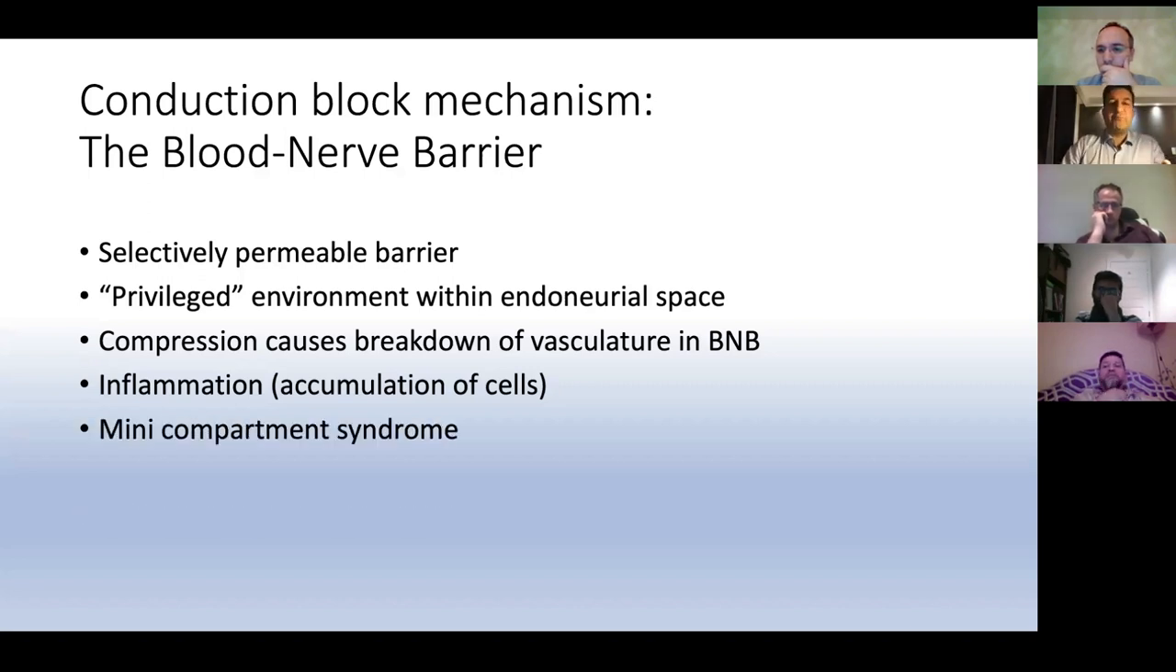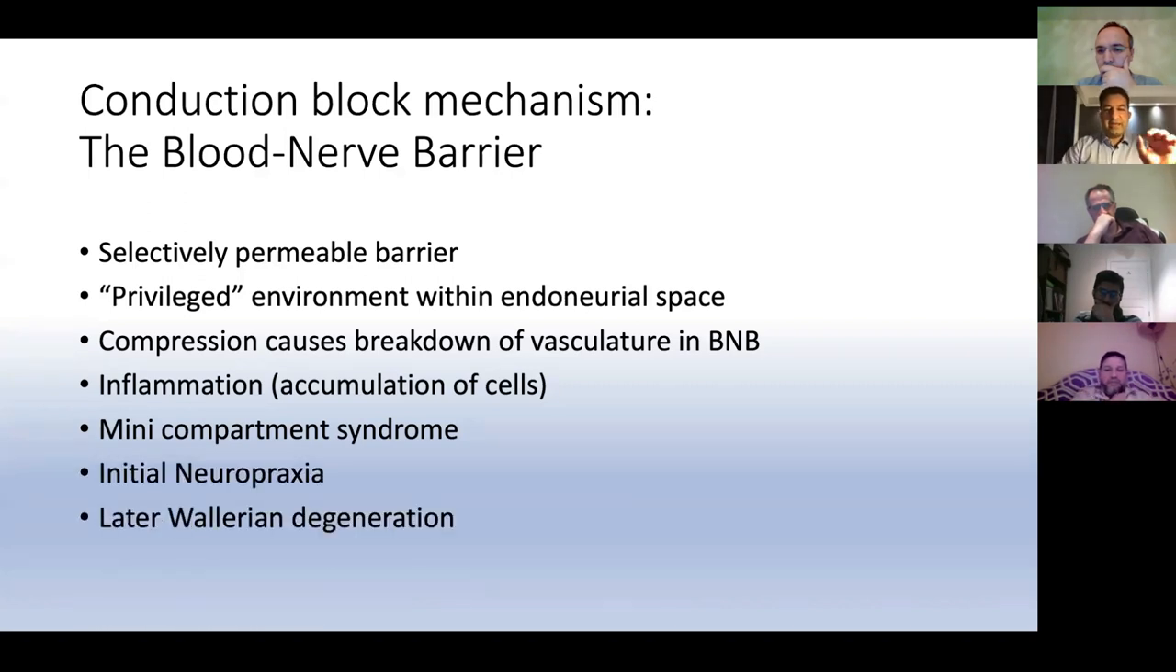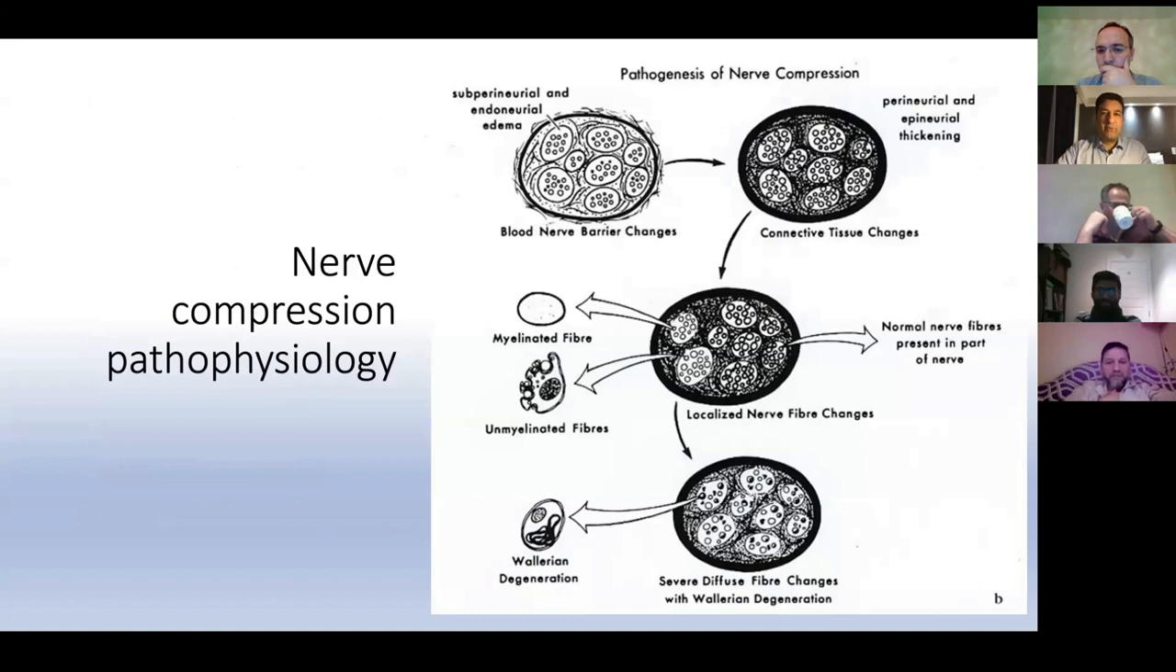Now, the only reason I put this slide in is because I have heard of examiners saying to people, oh, well, how does the conduction block actually cause the problem? This is what it does. It's that selective permeable barrier which creates an immune-privileged environment, okay? And it initially starts as a neuropraxia or a conduction block, and it later progresses to form Wallerian degeneration. So that's a little diagram of what I was saying.